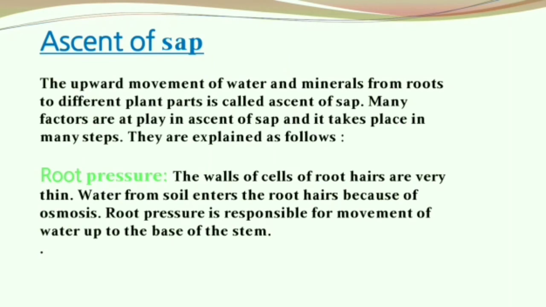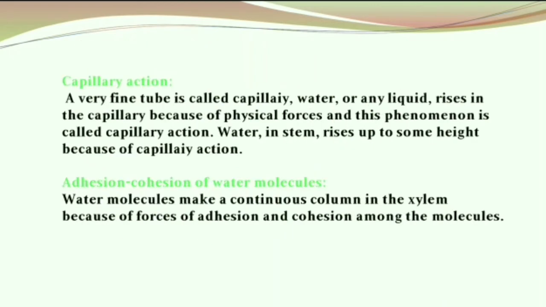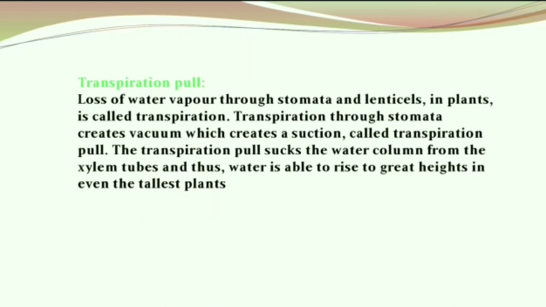Now what is ascent of sap? The upward movement of water and minerals from roots to different parts of the plant is called ascent of sap. This is dependent on different factors like root pressure, capillary action, adhesion and cohesion of water molecules, and the transpiration pull.